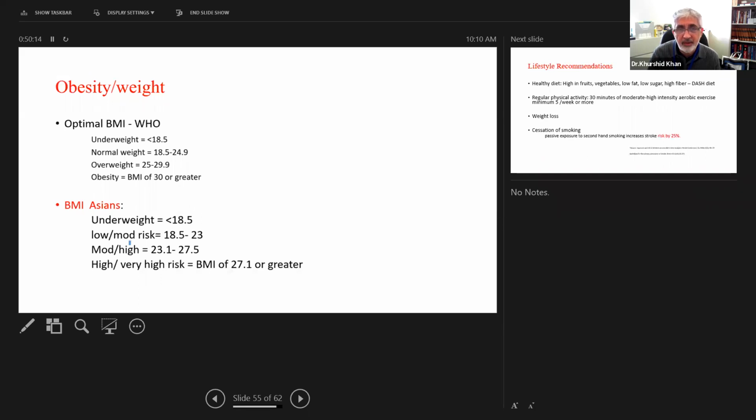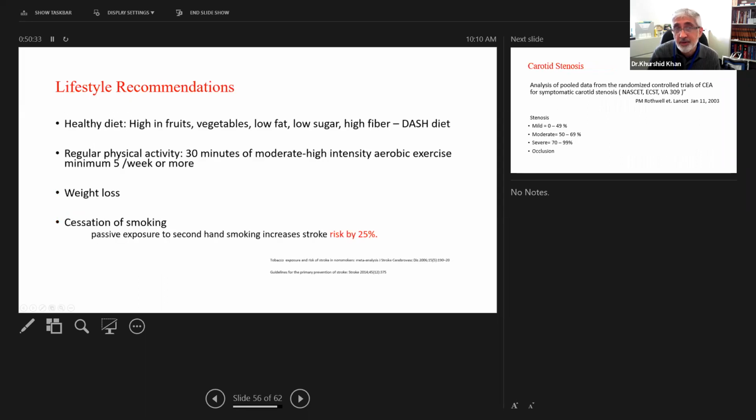Obesity, weight is another risk factor. In the Asian population, there are slight differences compared to Western countries. So moderate to high risk is noted in a BMI of 23 to 27, and 27 or over is considered high risk. So lifestyle recommendations must be given: healthy diet, regular physical activities, cessation of smoking and drinking, and weight loss.